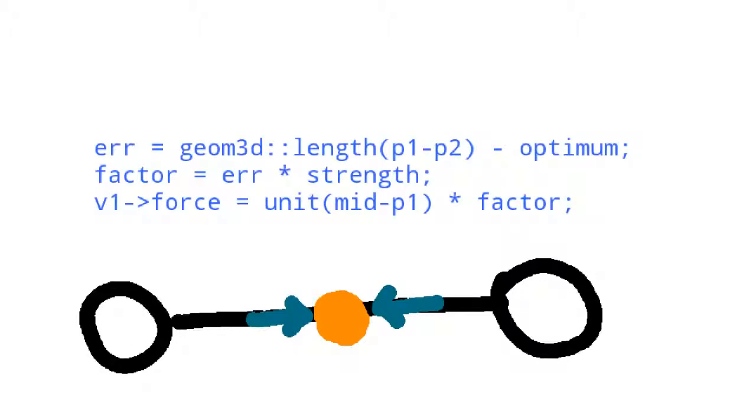The working of a length spring is the simplest. To reduce its length, it exerts forces to drive them toward each other or into the middle point, and the force is scaled by the amount of excess length.